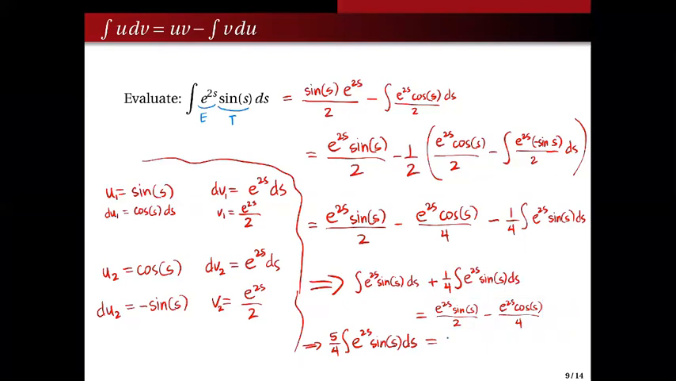So we'll copy e to the 2s sine s over 2 minus e to the 2s cosine s over 4. Then finally, all we need to do is to multiply everything by 4 over 5. So this will be cancelled, and then we will multiply the 4 over 5 in here. And then you just put the plus c.